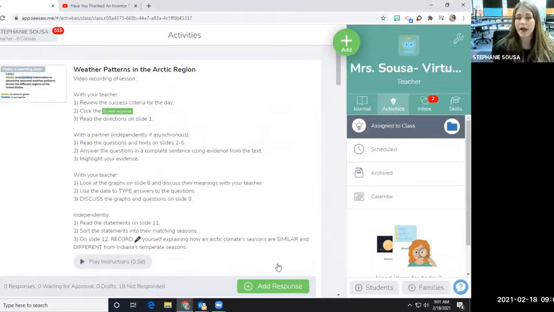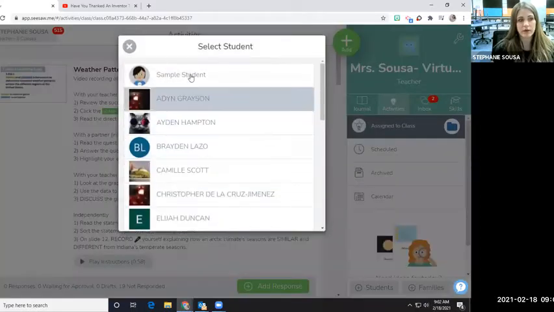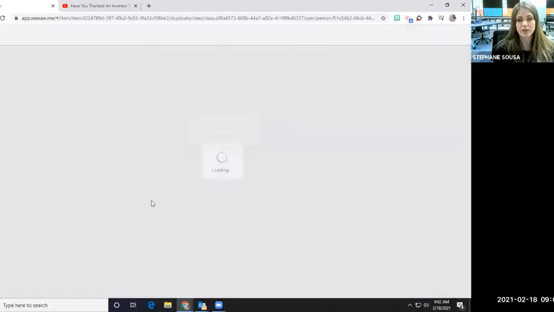We're going to click on that add response, and then you're going to go with a partner to read a text and answer questions. So if you would please go to your Seesaw now, click on that activities light bulb, and add a response to weather patterns in the Arctic region.